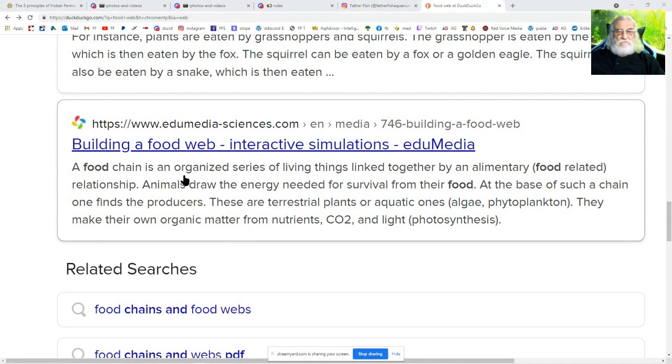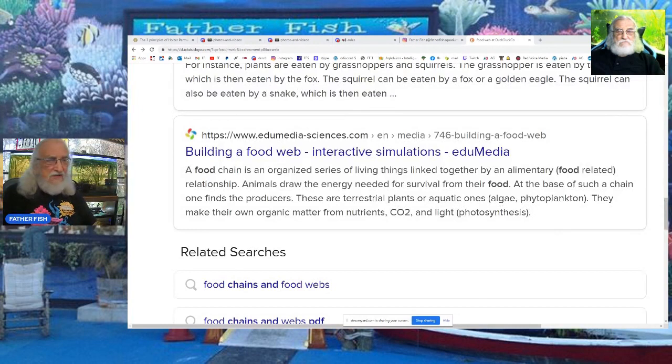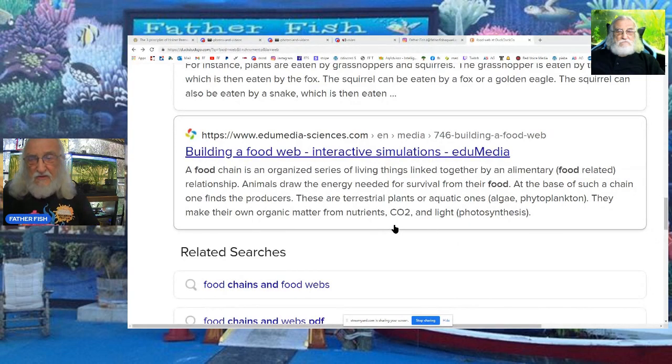Interactive simulations. A food chain or food web is an organized series of living things linked together by a food-related relationship. Simple enough. Animals draw the energy needed for survival from their food. At the base of such a chain, one finds the producers. The producers are terrestrial or aquatic plants. They make their own organic matter from nutrients, CO2, and light.